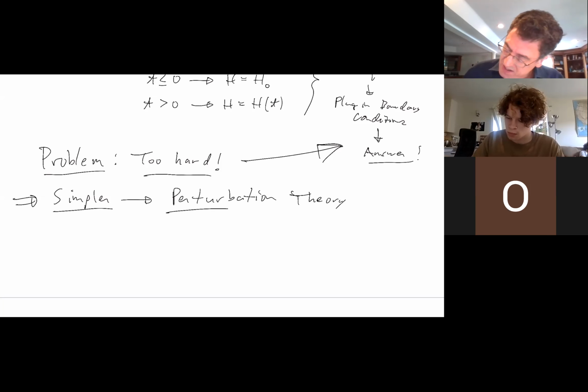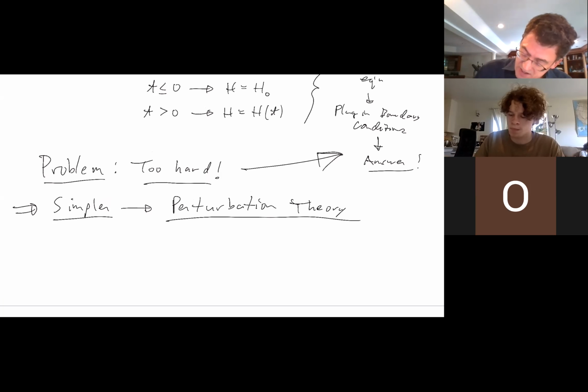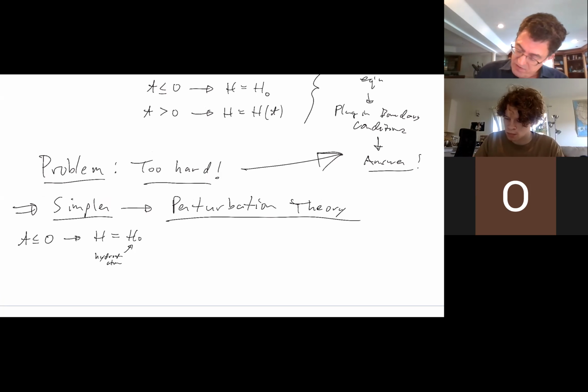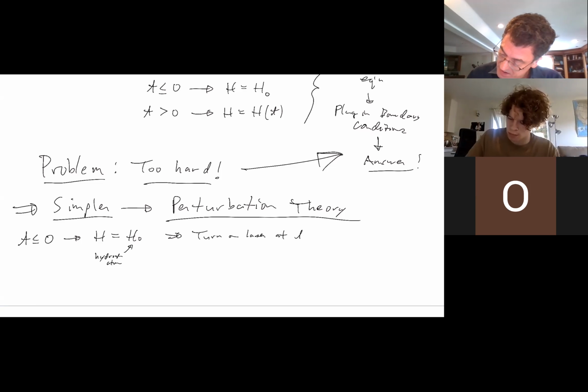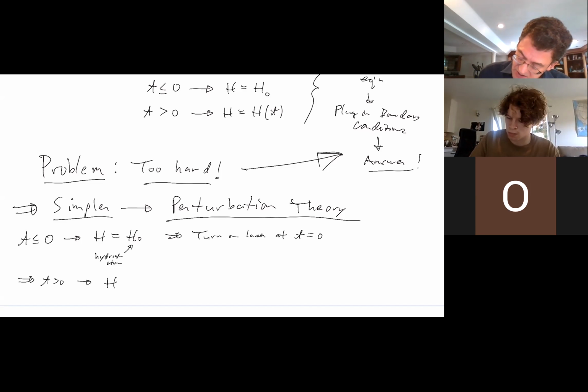And you can already see how perturbation theory might rear its ugly head, because the idea is, if at t less than 0 my Hamiltonian is some simple Hamiltonian, like, let's say, a hydrogen atom Hamiltonian, then if I turn on my laser, I shine light on it, at t equals 0, then for t greater than 0, H is equal to H naught plus the new Hamiltonian, the perturbation, which is due to the laser.